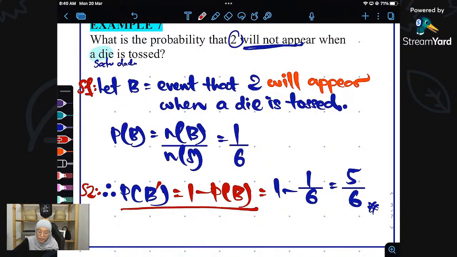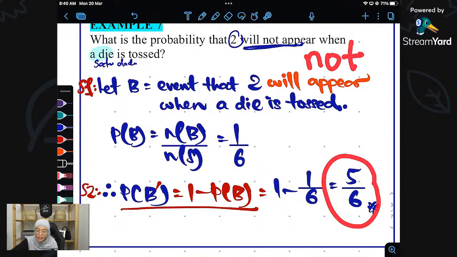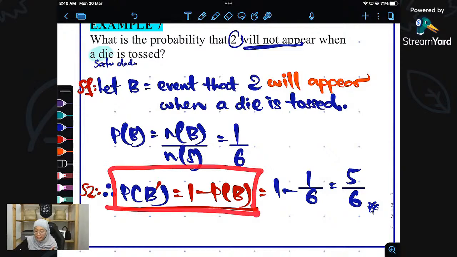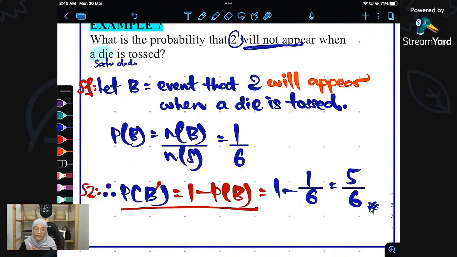Kadang-kadang ada student saya tanya, madam boleh tak terus kita buat the event that getting number 2 will not appear at all. So you terus dapat jawapan. Yeah, not bad as well. But this is the first lecture, I need to show you what is the complement event.